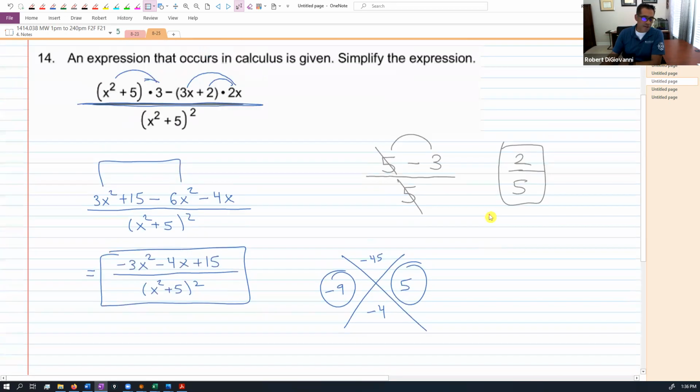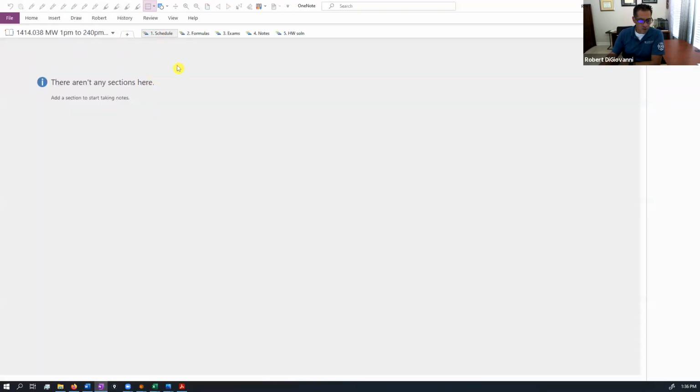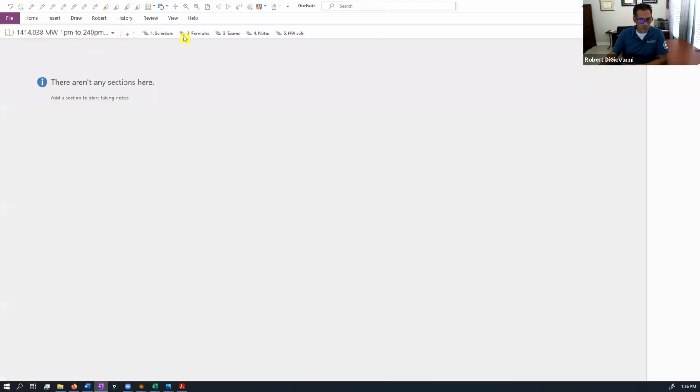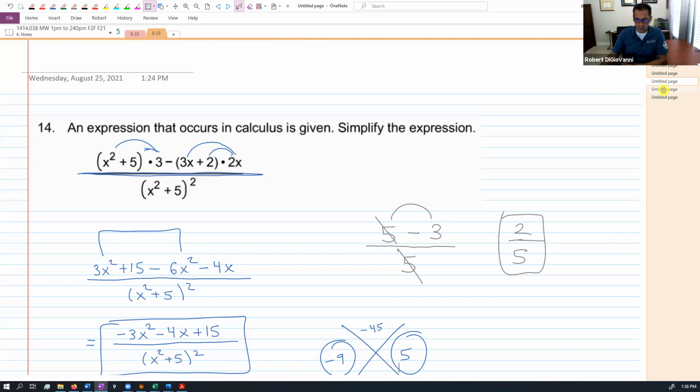Okay, that completes the problems from that section. So according to our schedule, we have now taken care of, well, we never talked about the algebra essentials or polynomials, but we have discussed the rational expressions. And now I'm going to get into nth roots and rational exponents. I'm going to try and go quickly through this because I really want to get to solving equations today. If we don't, we don't, but it would be ideal if we did.